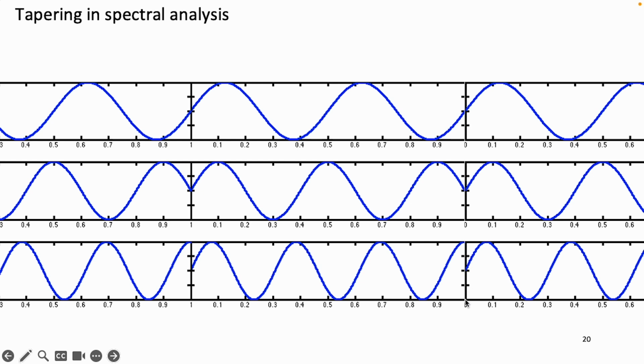If we do frequency analysis, these jumps have to be explained by high frequencies. So that means that the signal that we have, so in this case the 2.5 Hz signal, it doesn't fit within the integer number of cycles, and it has to be explained by a lot of other frequencies.